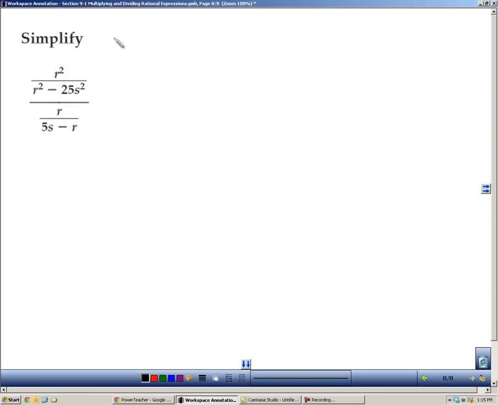This example is called a complex fraction. And it's called that because the numerator and the denominator are both rational expressions. Now it looks really complicated, but with a little bit of rewriting, it's not too bad. This is really r squared over r squared minus 25s squared divided by r over 5s minus r. And so when we write it like this, it looks like problems that we've already done in the past. We're going to factor and then use the reciprocal.